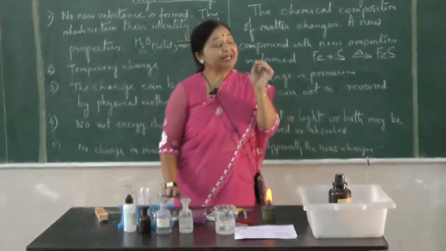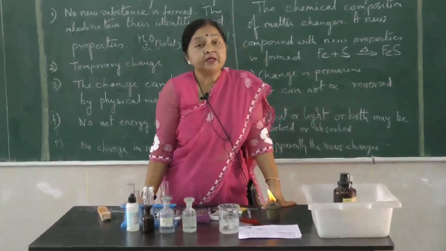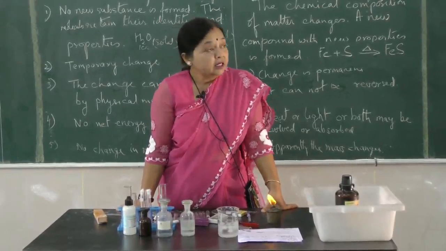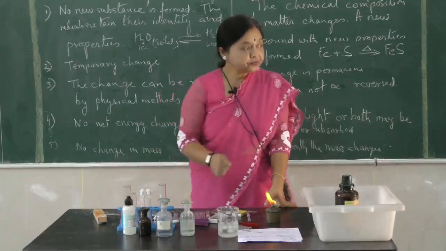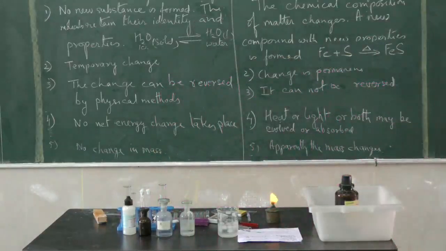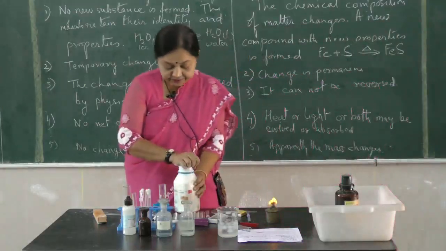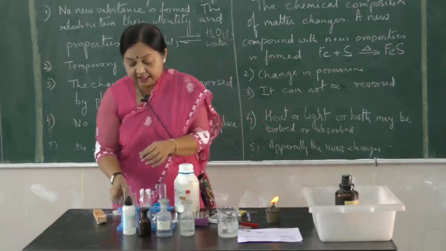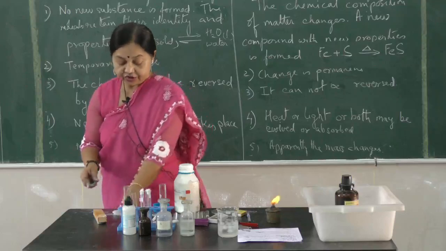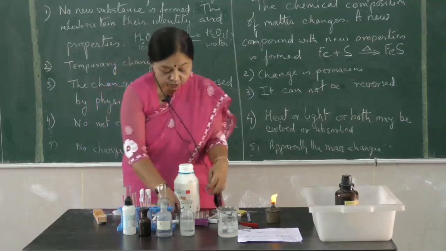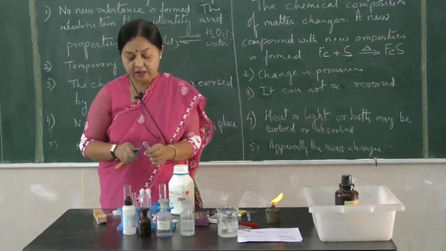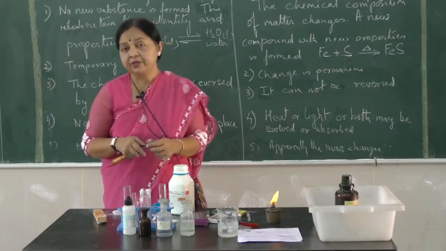Now there are some indications of a chemical change. When a chemical change is taking place, there are some indications. Indications like what? Like change in color. Suppose I take some copper carbonate and heat it. You will see that the color of copper carbonate changes. So change of color is one of the indications of a chemical change.